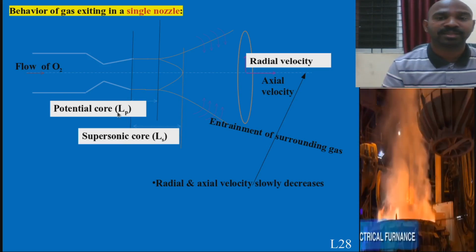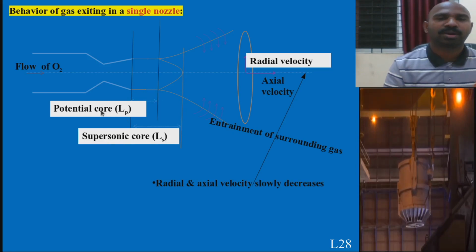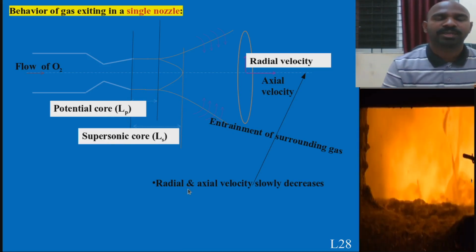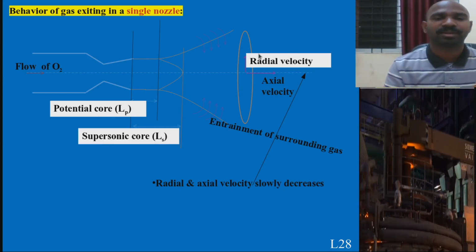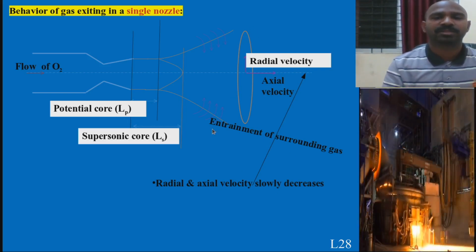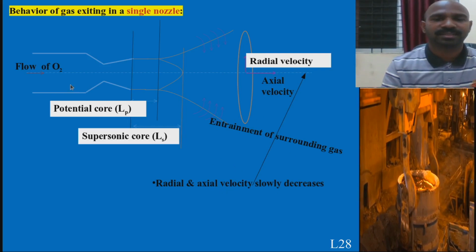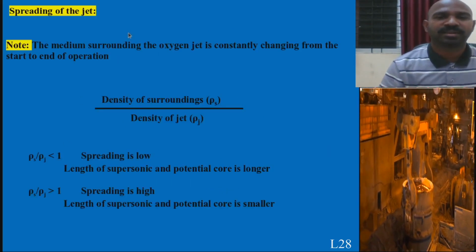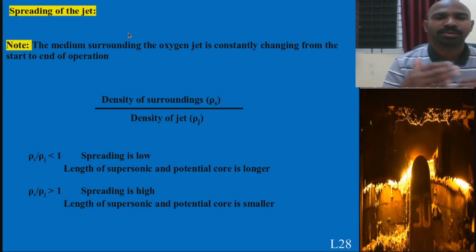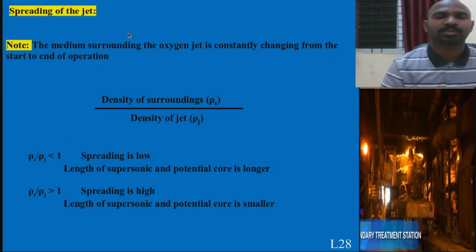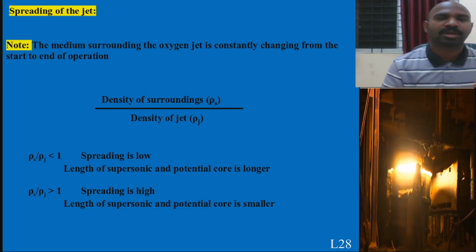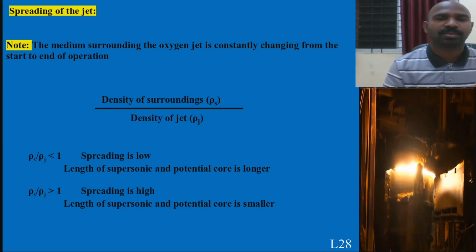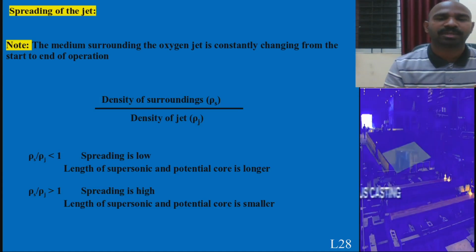Based on that, the distances are categorized, and these are called radial and axial velocities, and there are dependencies. Radial velocity keeps decreasing, and axial velocity also decreases as the distance proceeds. Coming to the spread of this oxygen jet, how do we understand what the spread will be inside the molten metal, even if you are maintaining the distance from the surface of the molten steel? There are simple formulas analyzed, and you can get an idea.